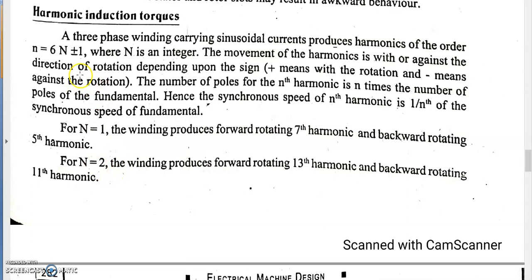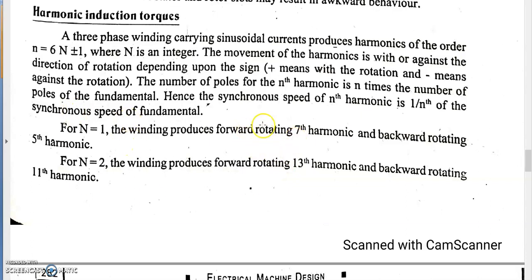Like that, if you substitute n is equal to 2, it becomes 12 plus or minus 1. So it is 13 or 11. Again this 13th harmonic produces forward rotating torque, and this 11th harmonic produces the backward rotating torque. All this forward rotating torque will produce harmonic induction torque in the induction motor operation, and this backward rotating torque will produce harmonic braking torque to the motor operation. That will affect the motor operation whenever the motor is operating as a generator. This forward rotating torque will affect the motor operation whenever it is in motoring operation. So now we are discussing only the motoring operation.